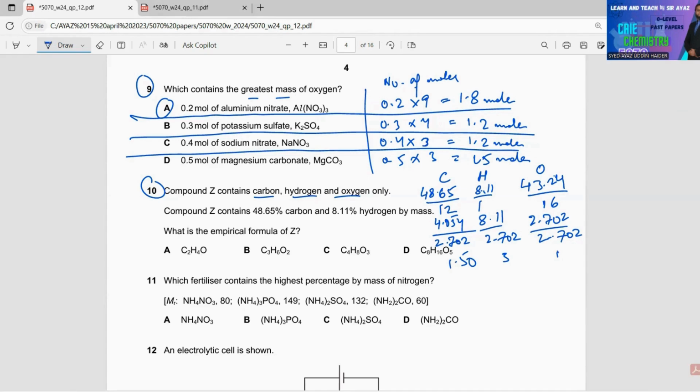So we need to multiply the numbers to get the answer in whole numbers. If I multiply by 2, I will get 3 for carbon, 2 times 3 is 6 for hydrogen, and 2 for oxygen. So C3H6O2. B must be the right answer in this case.